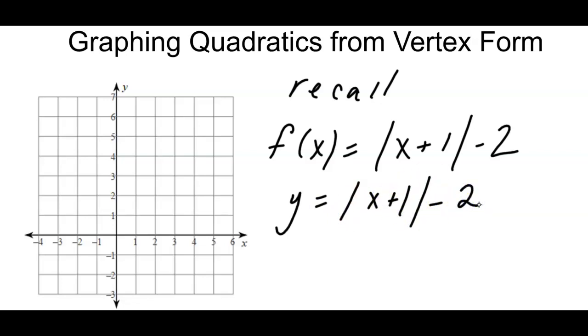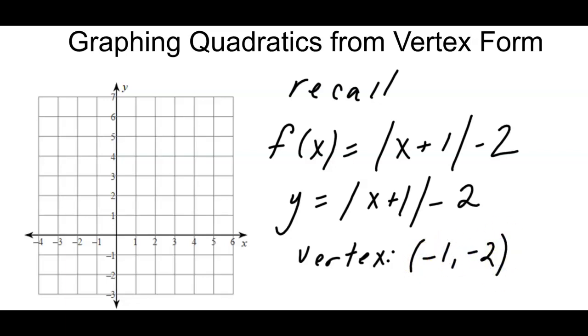And we were able to easily locate the vertex of this because the x-coordinate of the vertex was just the number that made this 0. And then the y-coordinate of the vertex was just this number hanging out on the end. So my vertex was at -1, -2.